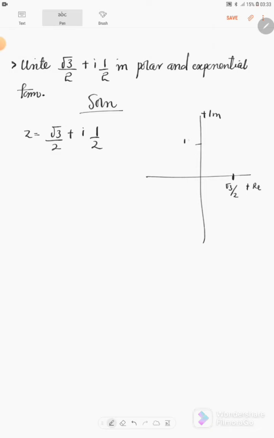Then finding the polar form, we have our r to be 1 open bracket cos pi over 6 plus i sin pi over 6. Okay, let's go. From polar form, we move to exponential form, where we have our r as 1 times e to the i pi over 6.